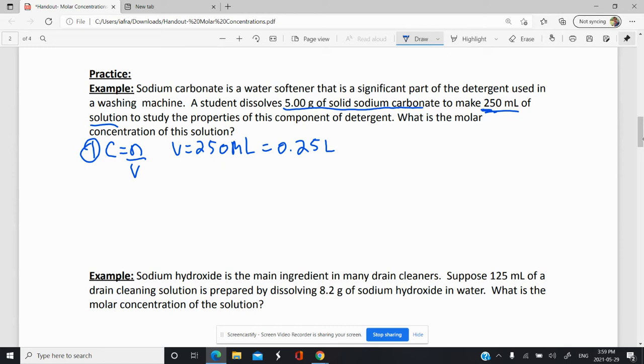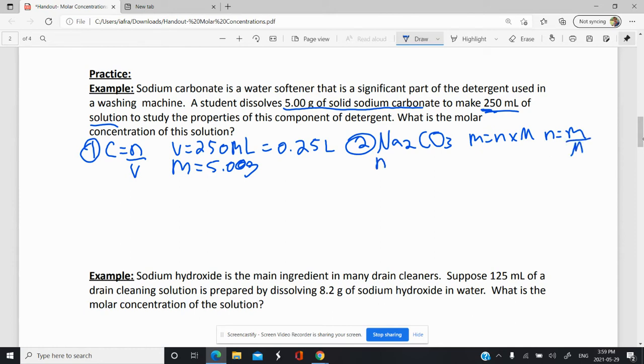Now we don't have the moles. What we do have, though, is our mass of sodium carbonate, which is 5.00 grams. So we have to convert this to moles. So it'll be our step 2. Sodium carbonate is Na2CO3. So you do need to remember how to write formulas out. And we need to convert that to moles from mass. So remember that the mass is equal to moles times molar mass. So the moles is equal to mass over molar mass.